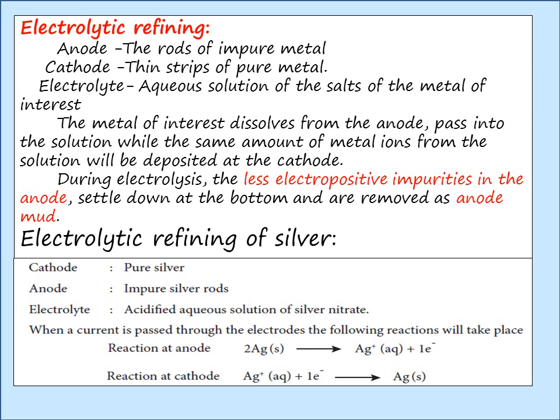Here electrolytic refining of silver is also given. We take pure silver as the cathode and an impure silver rod as the anode. The electrolytic solution is an acidified aqueous solution of silver nitrate. When electricity is passed, at the anode, as usual, oxidation takes place. So from the impure silver metal, electrons are lost, and at the cathode, electrons are gained by the silver ions present in the solution. They get attached to the cathode as pure silver metal.